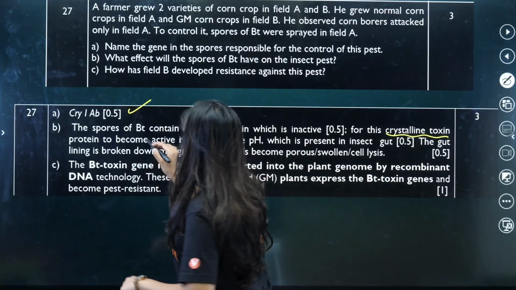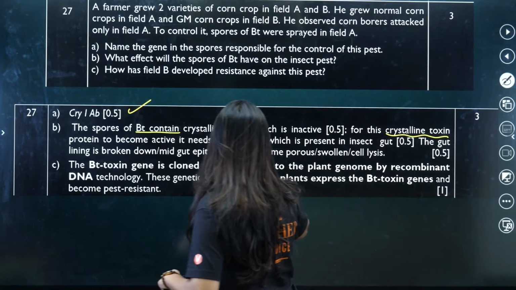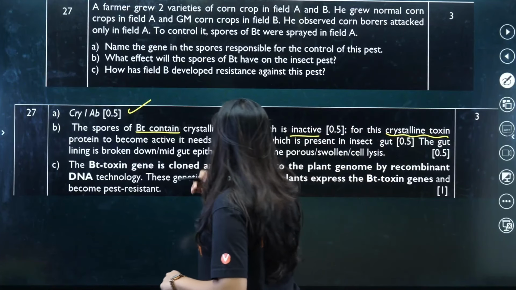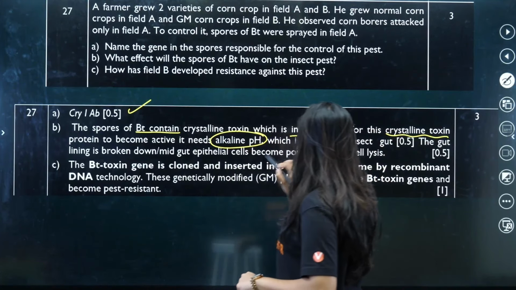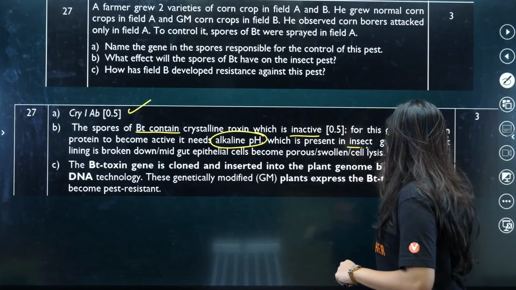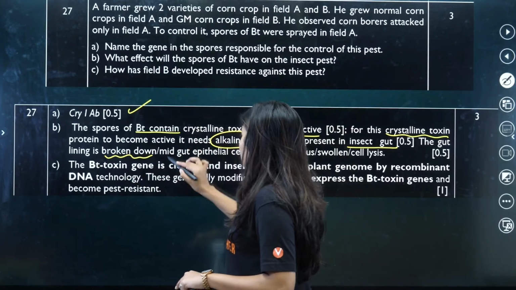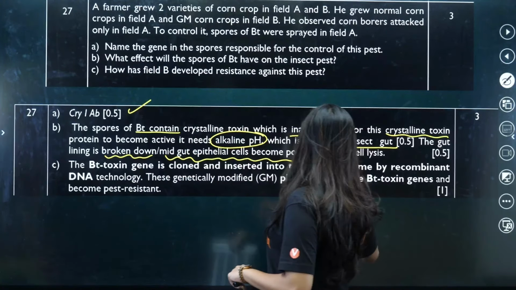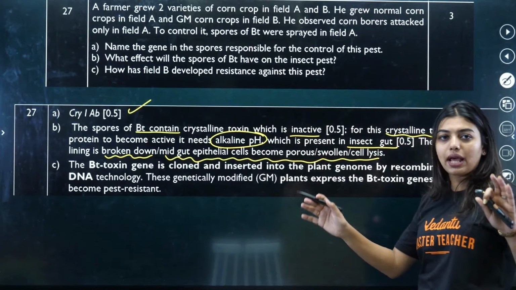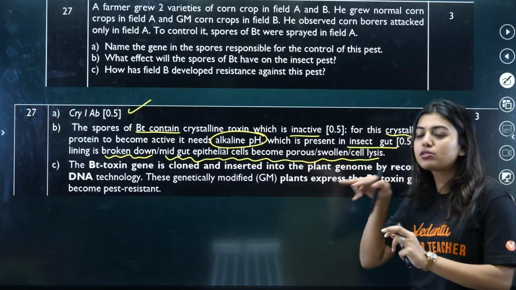So students, the spores of the BT cotton contain crystalline toxin, which is inactive. Now, what do they need? They need alkaline pH to get activated, which is present in the insect gut. The gut lining is broken down. So this is how it works. Mid-gut epithelial cells become porous, swollen, and cell lysis will happen. Cells will start dying.